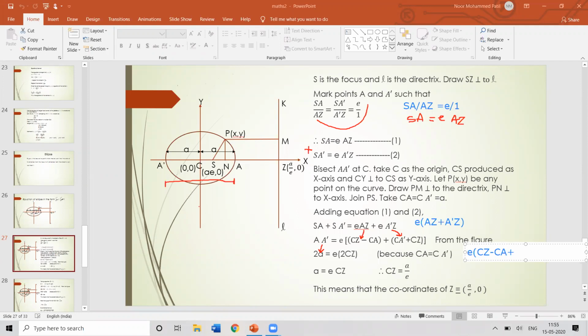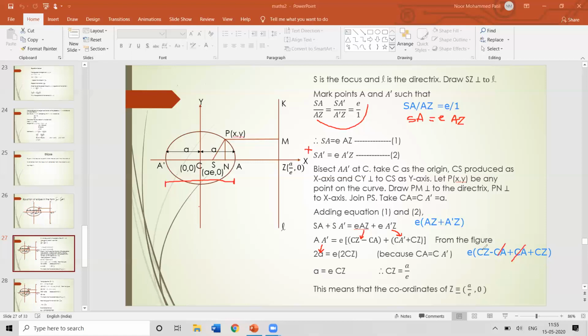So plus CA dash. Now CA dash I can write as CA only because both are equal. CA dash is equal to CA. That's why instead of CA dash, I will write it as CA. Okay. Next, what is there? That is plus CZ. Now these two will get cancelled. CA plus CA will get cancelled.